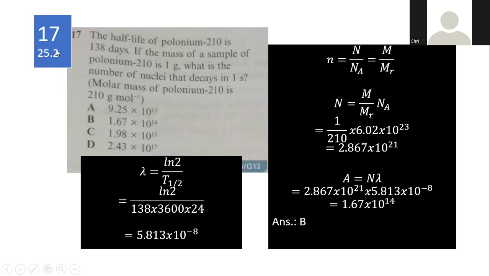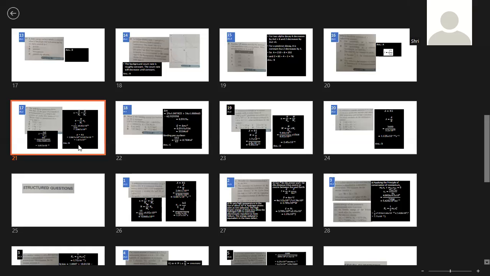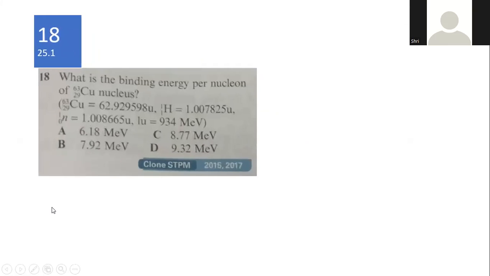Okay, let's see which question I want to ask after that. 18 and 20. What is the binding energy per nucleon of copper?